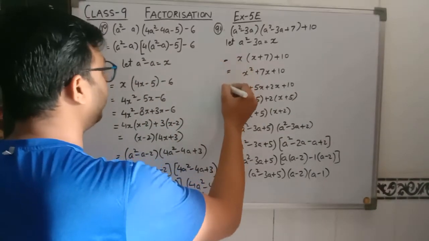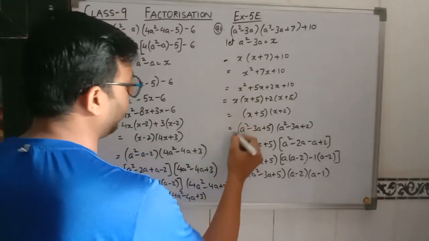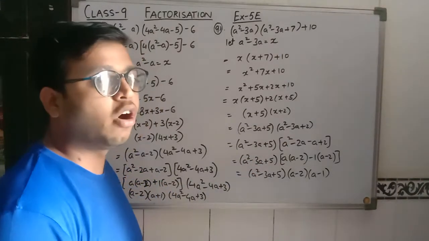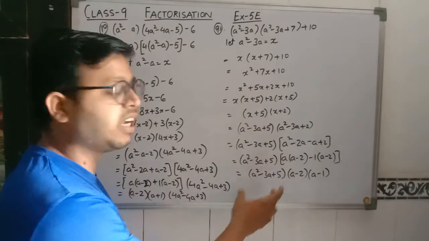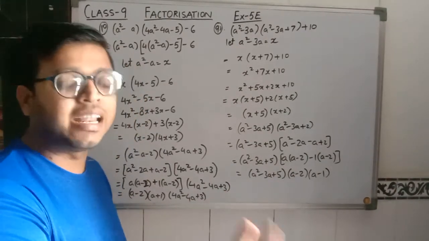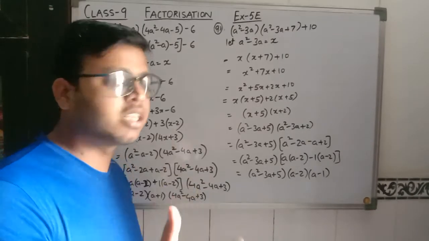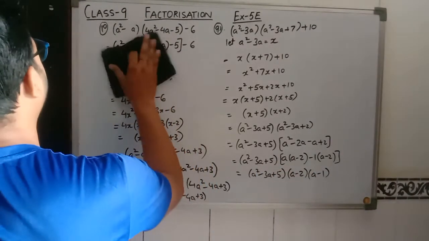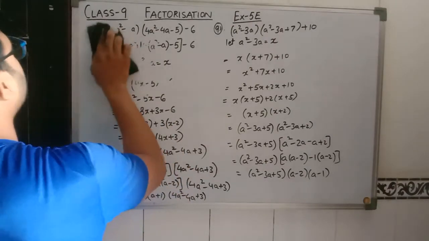So questions 9 and 10 are very similar to each other. It is not compulsory that all the brackets where a quadratic expression has formed can be factorized. If it is possible, then we have to factorize it. Otherwise, we have to leave that answer. So this is question number 10.